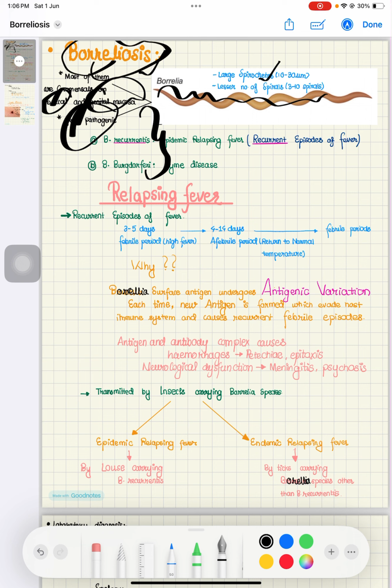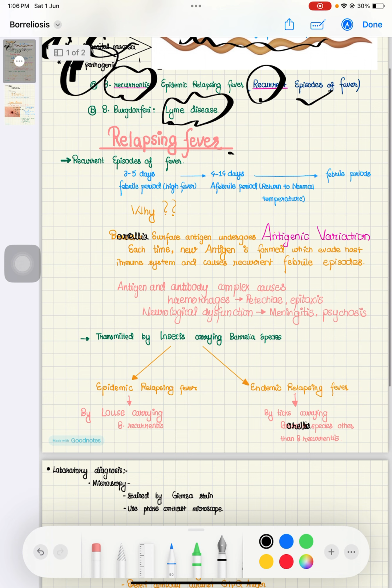Borrelia recurrentis causes epidemic relapsing fever, the recurrent episodes of fever. And Borrelia burgdorferi causes Lyme disease.